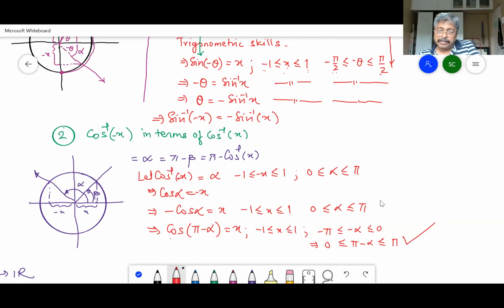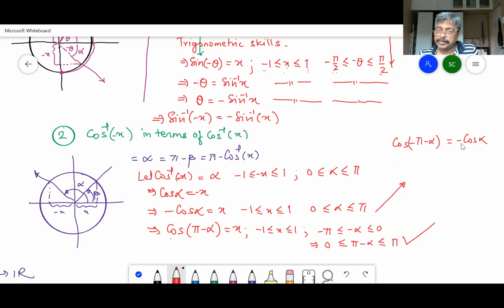Now, here let me check. Suppose I take, see, instead of pi, you can have cos of opposite of pi minus alpha also. Cos of opposite of pi minus alpha is also minus cos alpha. Yes or no? Sir, but then it goes outside our range, sir. That is what I am showing.